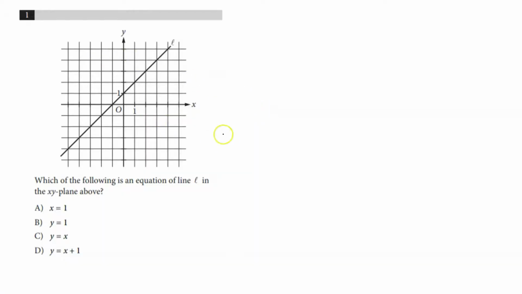Okay, starting off with question 1, which reads, which of the following is an equation of line L in the xy plane above? Well, right off the bat, we want to look at the graph we're given and determine any defining features. So, at first, I see the graph passes through the y-axis at the point 0, 1, so its y-intercept is 0, 1. And because these answer choices look rather simple, this might be the only piece of information we need. So let's go through our answer choices and use process of elimination.